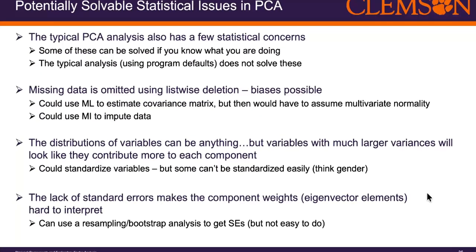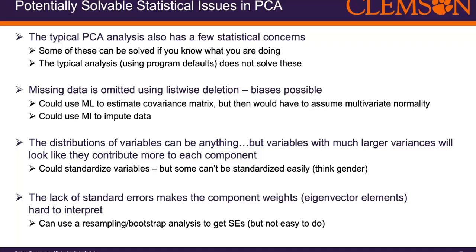There are a few issues statistically with principal components we can solve. Right? The typical principal components analysis that we're talking about has a few concerns. Some of these can be solved if you know what you're doing, but a lot of times the program defaults don't really resolve these. But what are these issues?